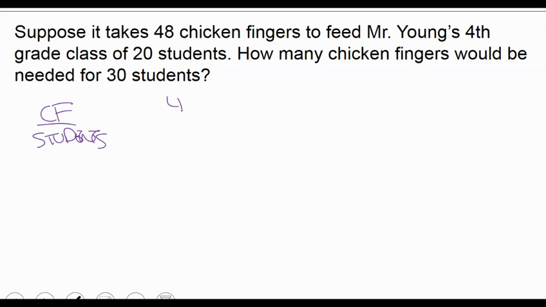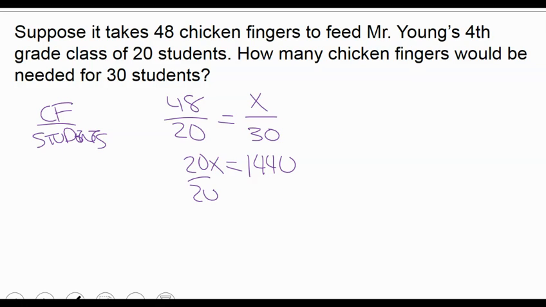So it says 48 chicken fingers feed 20 students. And then the question is, how many chicken fingers would be needed for 30 students? So that 30 is going on the bottom because I said students were on the bottom. And this will be my X as I figure out how many chicken fingers are needed for 30 students. So now I'm going to solve this, cross multiply. It'll be 20x equals 48 times 30. I believe that's 1440. I'm going to check myself with a calculator. It is 1440. And now you see one-step equation, divide by 20.